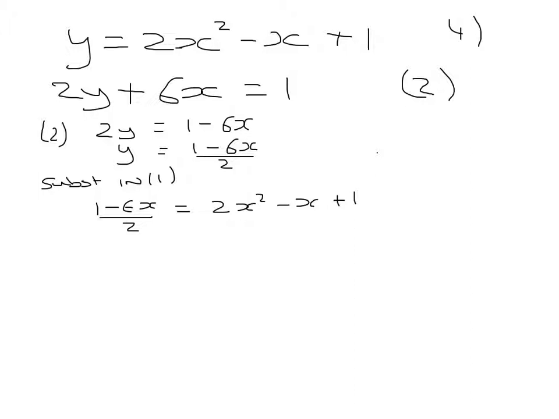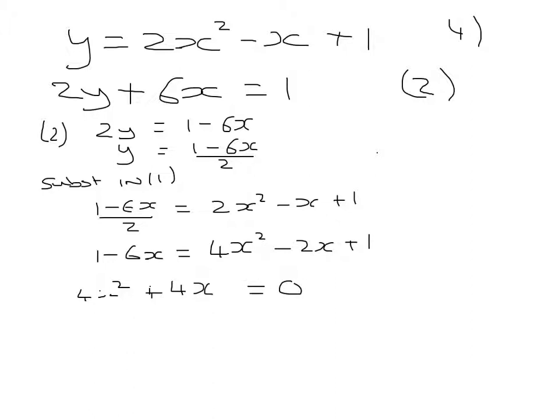And to get rid of the fraction, we need to multiply both sides by 2. So we're going to get 1 minus 6x, and remember we have to multiply every term on this side. So we get 4x squared minus 2x plus 1. Now as it's a quadratic, we get everything equal to 0. So 4x squared, now minus 2x plus 6x is going to be plus 4x equals 0, because the 1's are going to cancel, 1 minus 1. So 4x squared plus 4x equals 0.